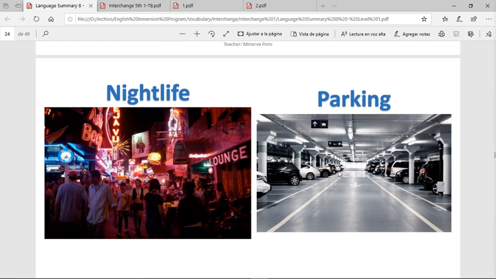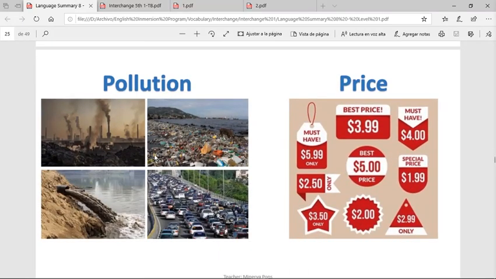Okay, parking. This is a parking. It's the place where you park your car. Pollution. Pollution is any kind of danger or things that are bad for our planet, like a lot of smoke, a lot of waste, a lot of trash, a lot of CO2 coming from the cars and things. Okay. A price. A price is the amount of money that you need to pay for something. The price for an iPhone X, I think it's $1,000.